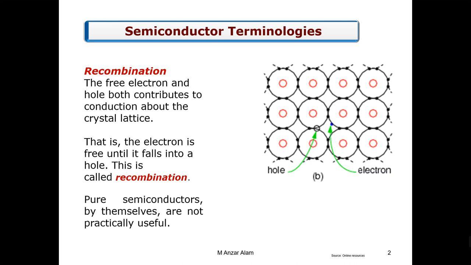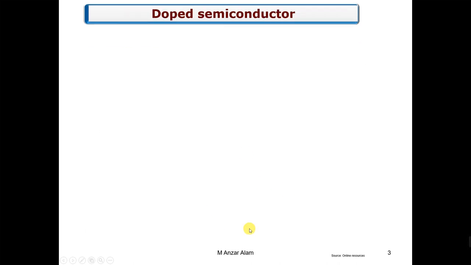Pure semiconductors by themselves are not practically useful. What does it mean? Yes, after annihilation of this electron with the holes, this material will have no free electrons, and the silicon structure on its own is not practically useful for us, okay? Because we will see soon why it is.